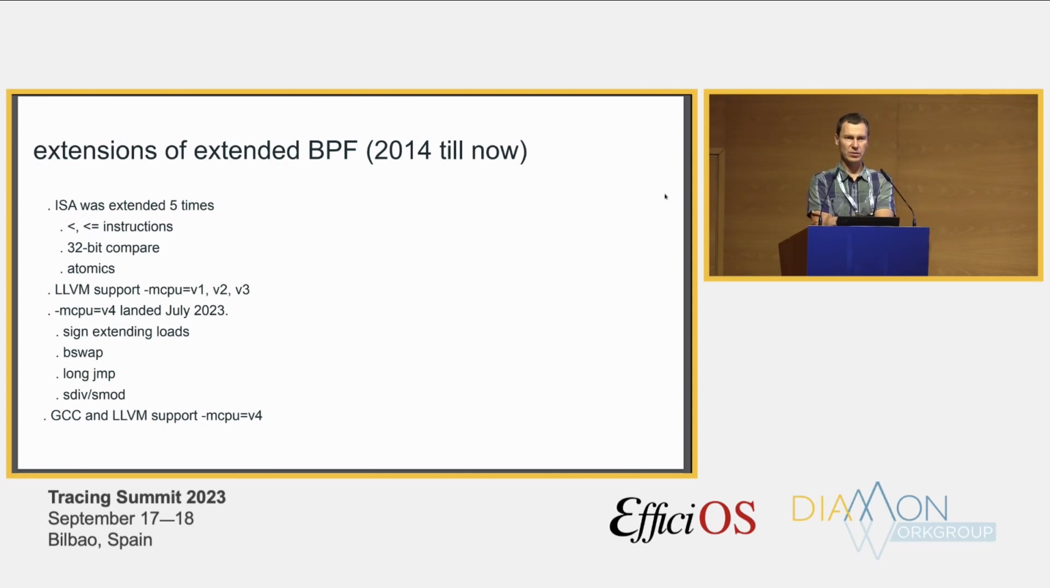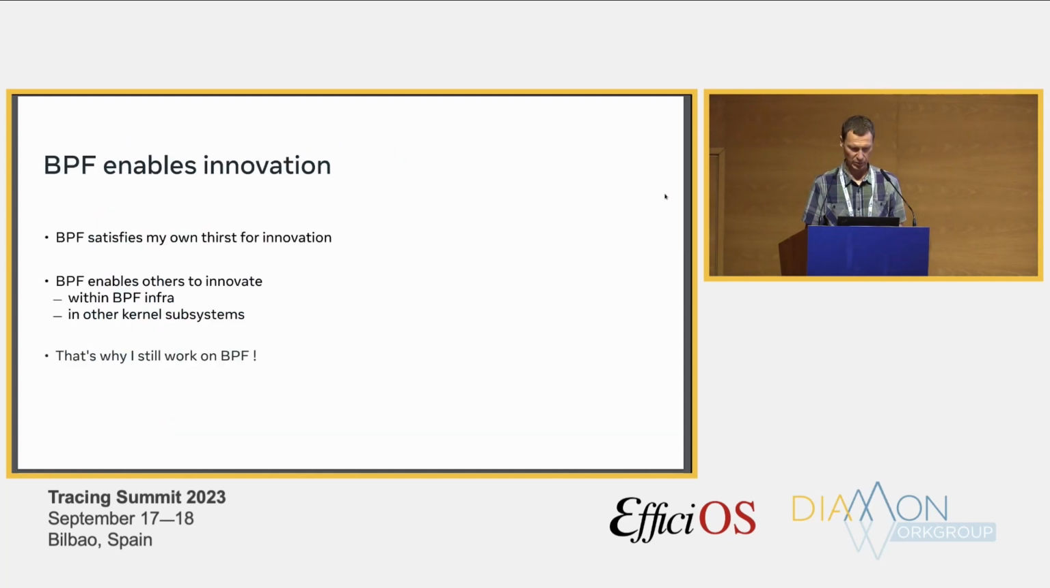Also, some people think that BPF is a static instruction set. Turned out it was extended many times, now like 5 times. In LLVM, there were different variations, what we call different CPUs: V1, V2, V3. And now V4 landed a couple months ago, and both GCC and LLVM support this latest extension of the extended BPF. This is what we're in the process of standardizing, the whole instruction set, at IETF. So if you're interested in helping us, please participate.